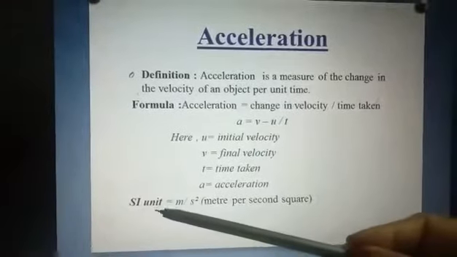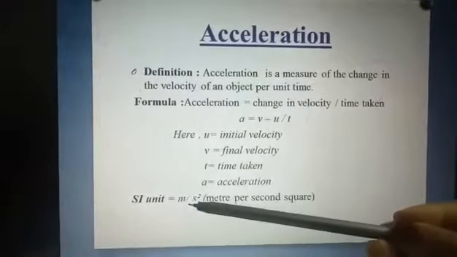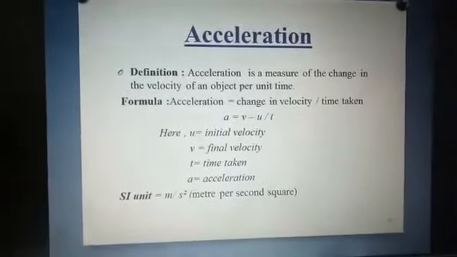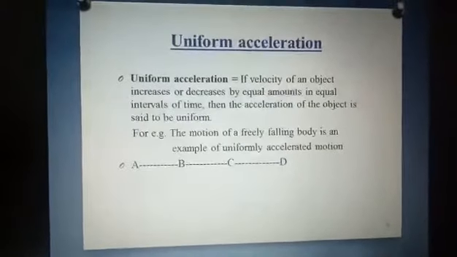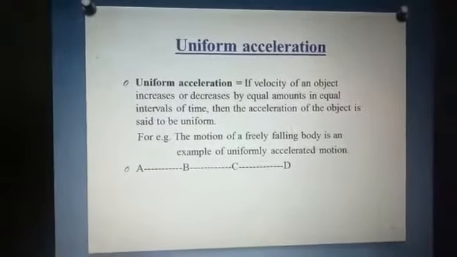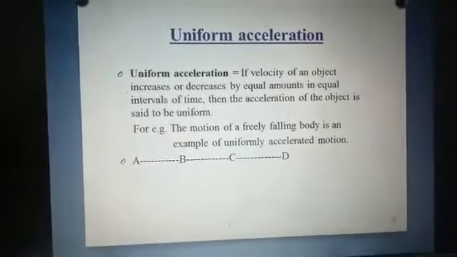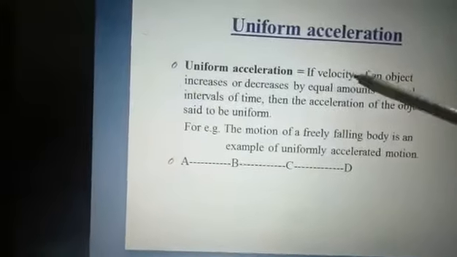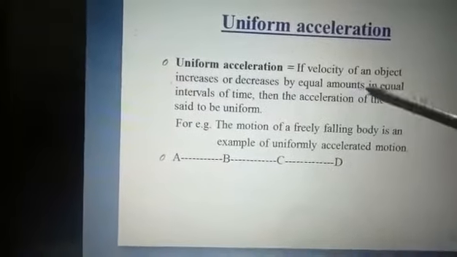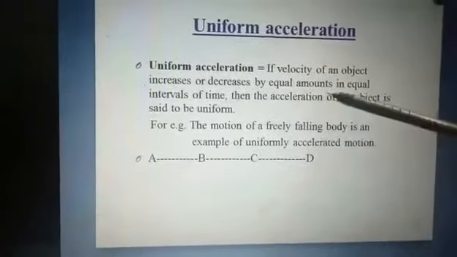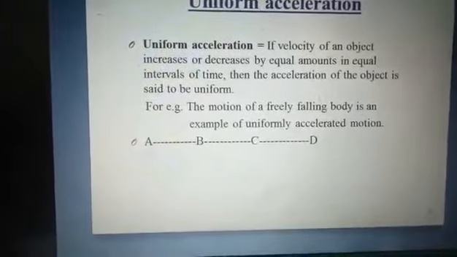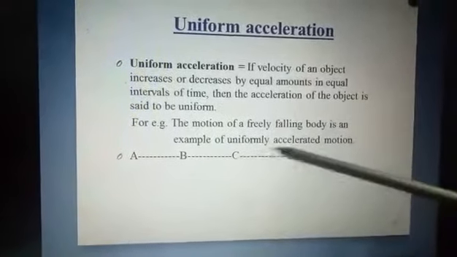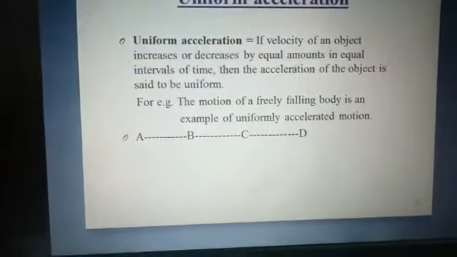And then the third piece of information is about the SI unit. The SI unit is meter per second square, so it is written as m/s square. Next, we have 2 terms related to acceleration: uniform and non-uniform acceleration. Acceleration is basically change in velocity. So if the velocity increases or decreases by an equal amount in an equal interval of time, then it is known as uniform acceleration. For example, the motion of a freely falling body is uniform acceleration.